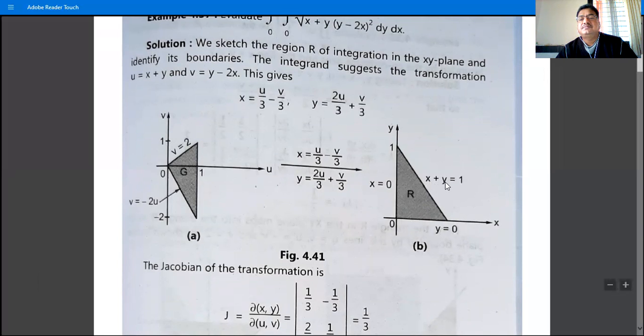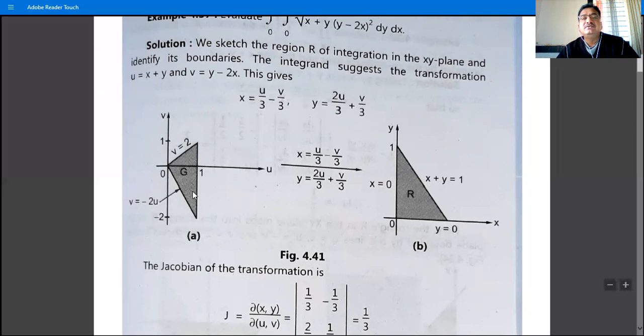x plus y is equal to 1 means this plus this is equal to 1, and then we have this plus this is equal to 1. We have v minus 3 and v plus 3 get cancelled, then 3u by 3 means u is equal to 1. So u is equal to 1.